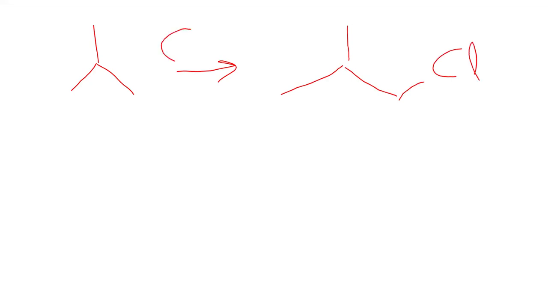But it's kind of like compounding interest. You take your yield from the first reaction, and then you multiply it by your yield from the second reaction, and then you multiply it by your yield for the third reaction. So if we were trying to make this molecule, or a bromide would work too, you do it like that and we would get 65% yield.